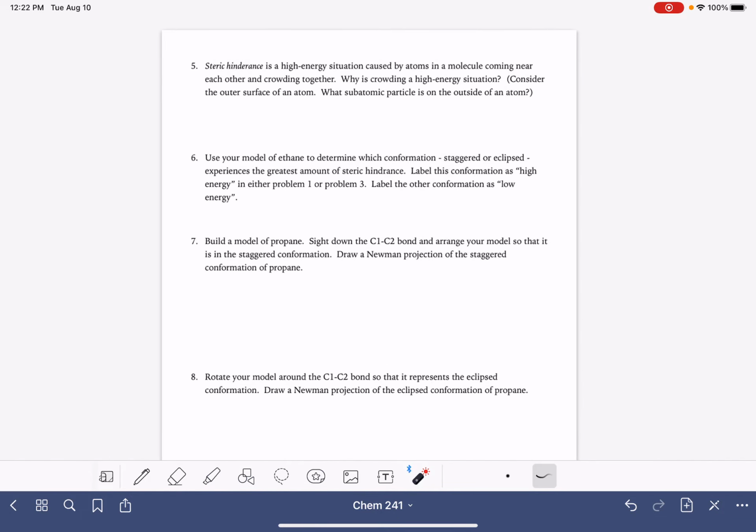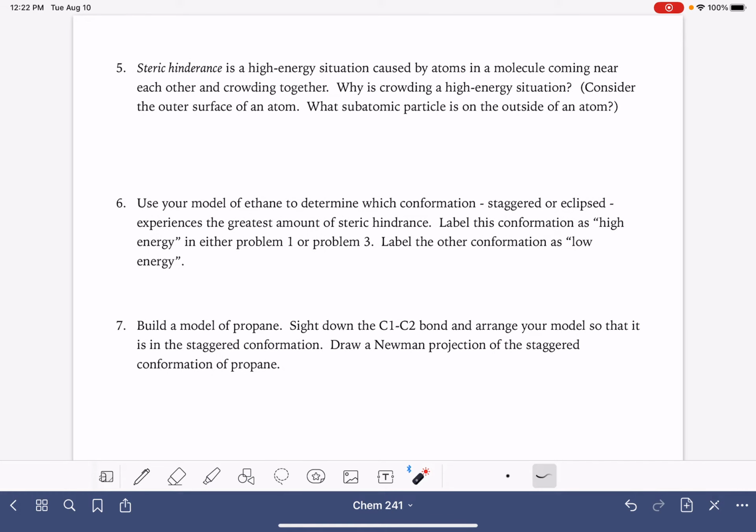So now moving on, we want to think about the energy of these different conformations. We have this thing called steric hindrance. Steric hindrance is when we have two or more atoms that are getting too close to each other. So steric hindrance is basically just crowding. When we have atoms that are getting jammed too close together, we call that crowding or steric hindrance. And this is a bad situation for a molecule. Steric hindrance or crowding is unfavorable.